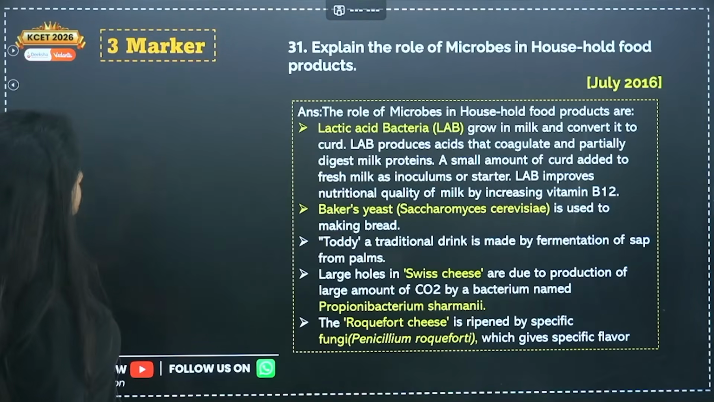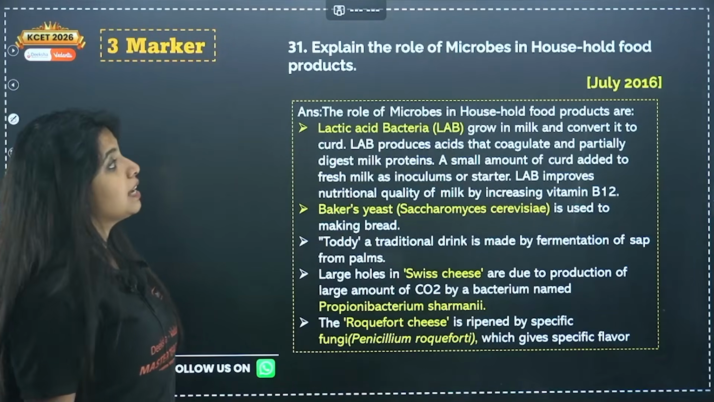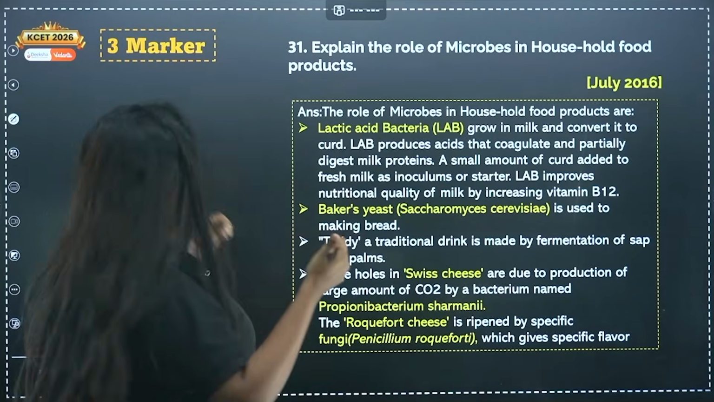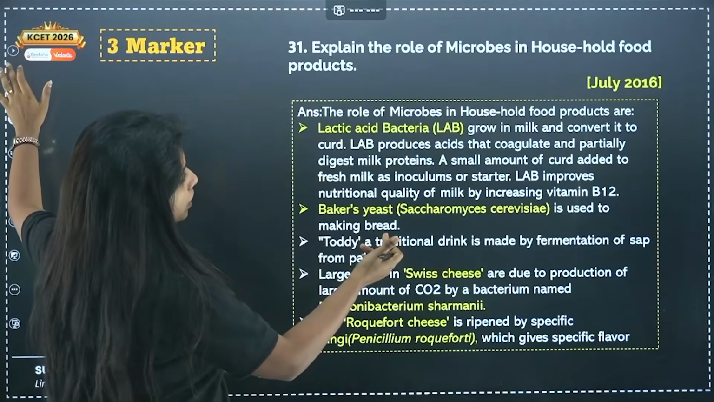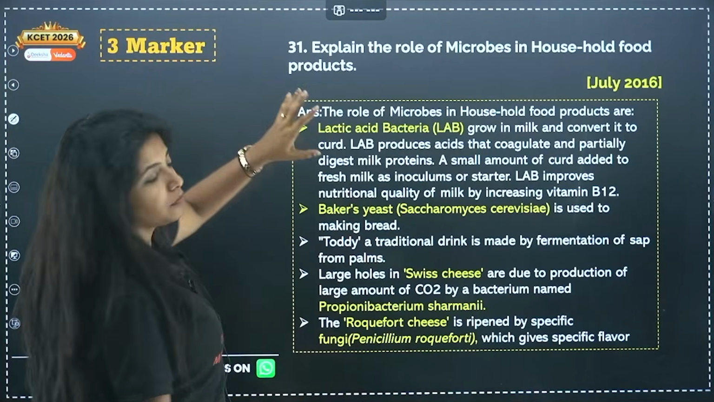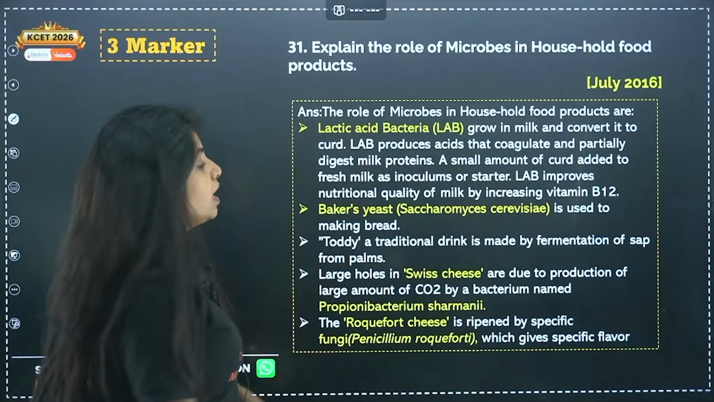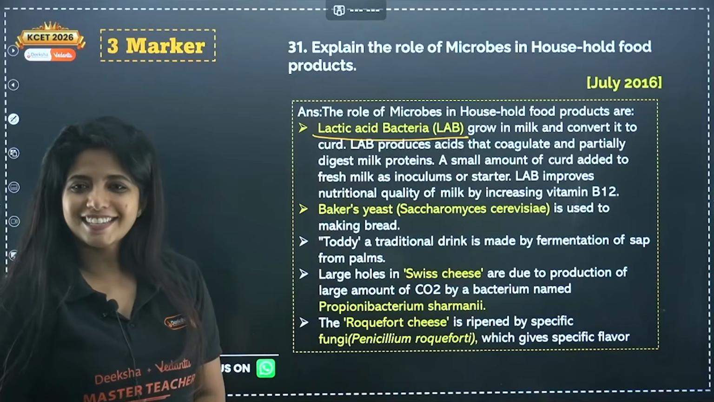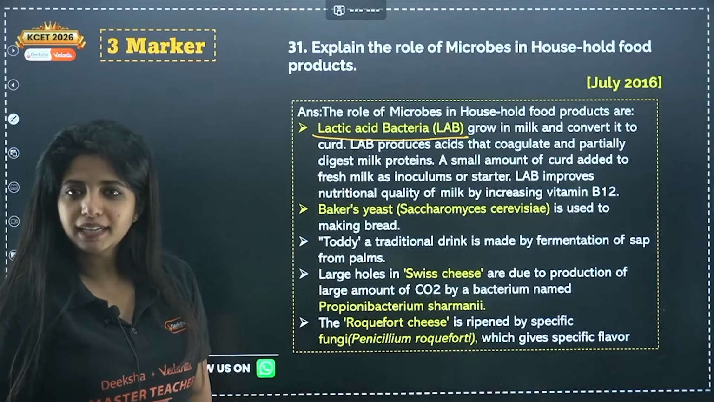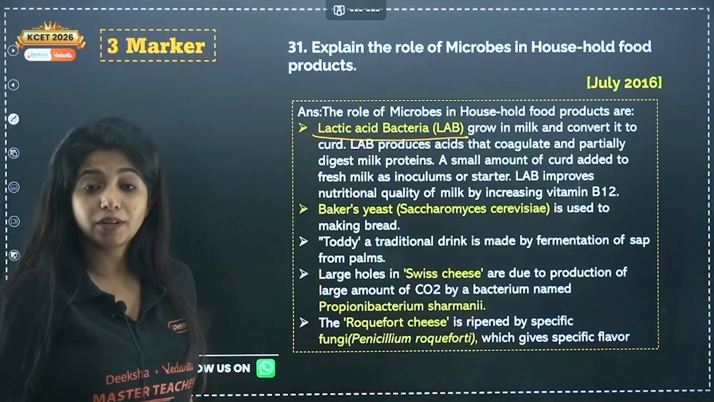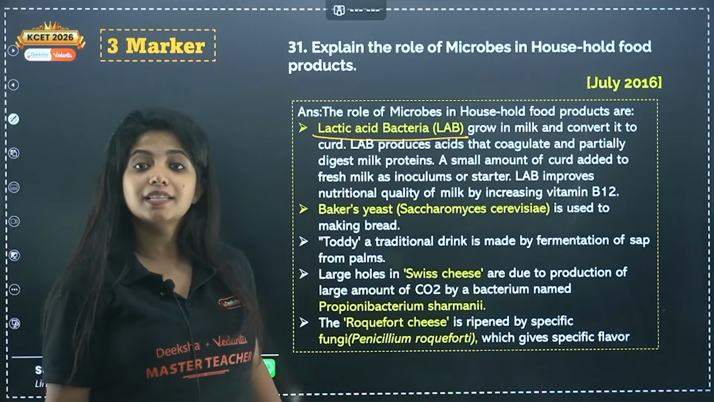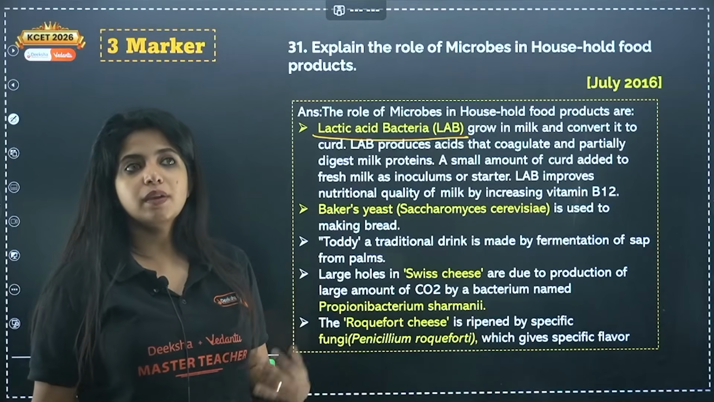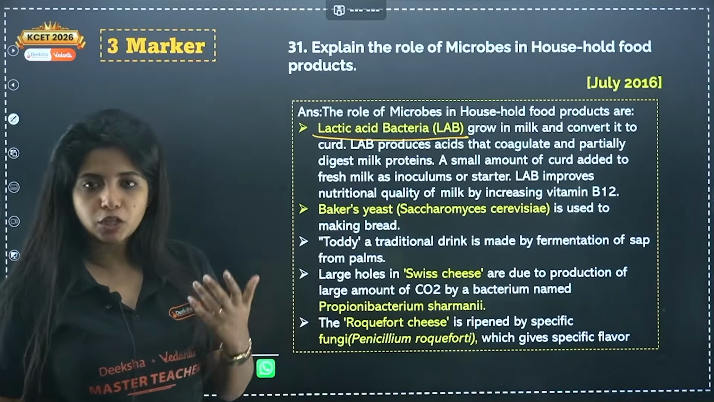Now we have one more thing. Explain the role of microbes in household food products. So we saw them as biofertilizers, we saw them as industrial products. Now in household functions. Lactic acid bacteria turn the milk into curd. It is found in household conditions, right? It partially digests the milk protein, the casein. Milk protein is casein. It partially digests it, which is why small clumps are formed, and it makes the curd rich in vitamin B12.